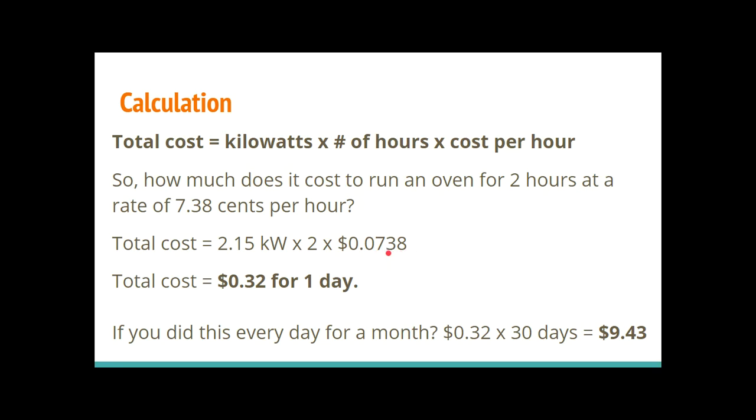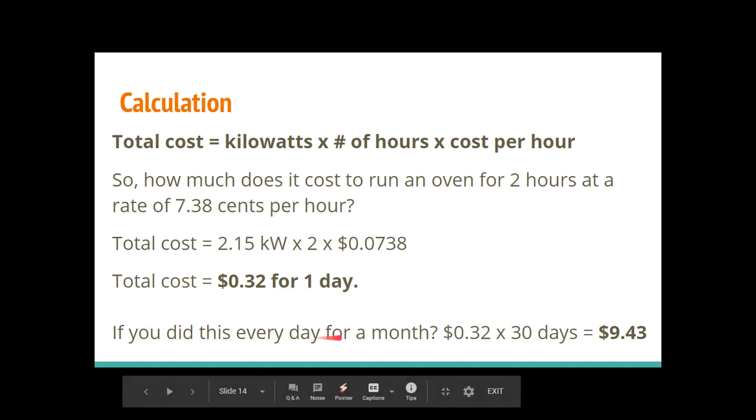7.38 cents, right? We don't give someone 7.38 cents, but that's how they charge. And so we need to make sure that we divide by 100 and we get 0.0738. And so we multiply these together, and our total cost per day for running the oven for 2 hours is 32 cents. If you did that every day for a month, that works out to just under $10, $9.43.